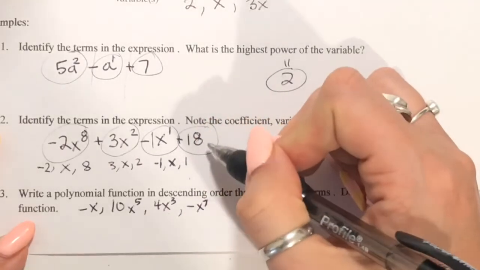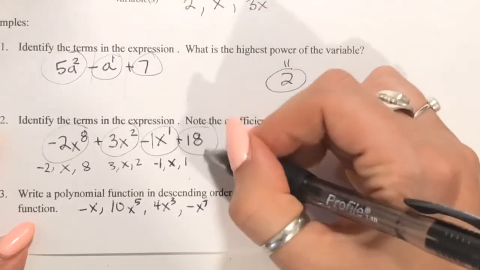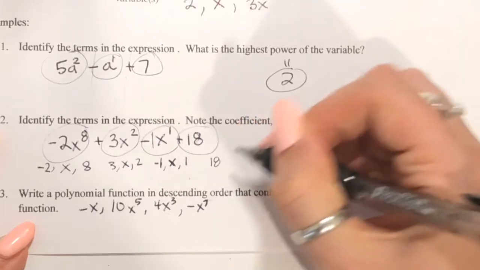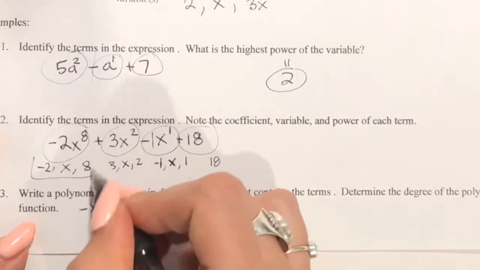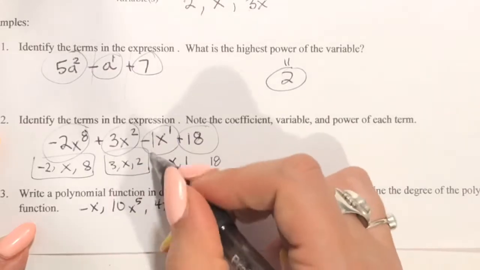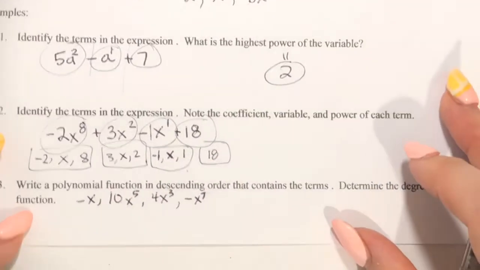And then for our last one, because it is just a constant, that kind of counts as the coefficient, and then there is no variable and there is no power, so it's kind of its own little thing. So kind of a little overview on all those different terms that we've been using.